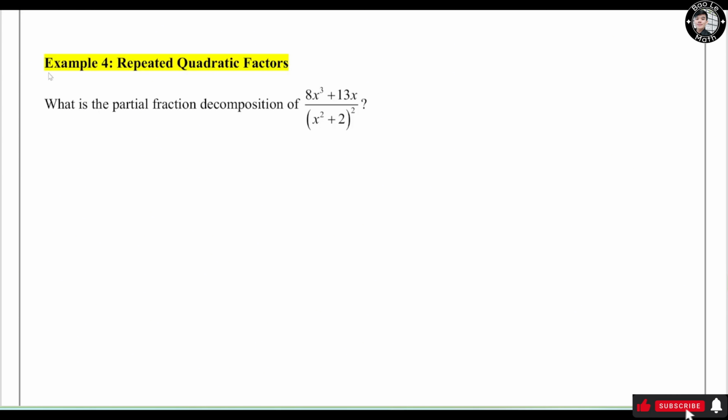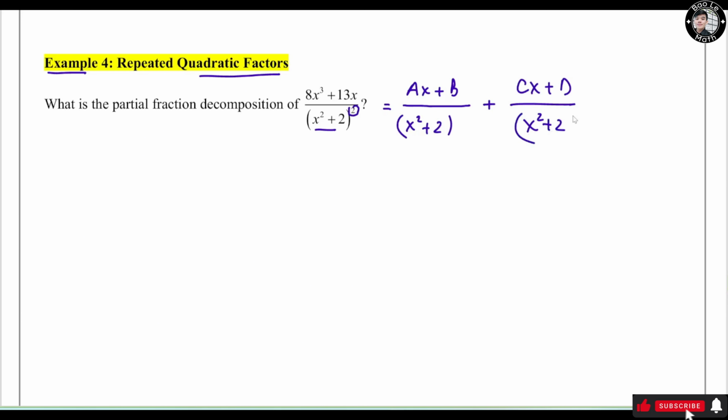Now let's move on to example number 4. Repeated quadratic factors. This can be written as, now look at the bottom, it's going to be quadratic factors, right? So the top should be a linear factor. So it could be (as plus b) over (s squared plus 2), right? We start from power 1 until we reach the highest power right here. Plus the bottom is still quadratic, so it's going to be (cs plus d) over (s squared plus 2) to the power of 2, and we stop right here.